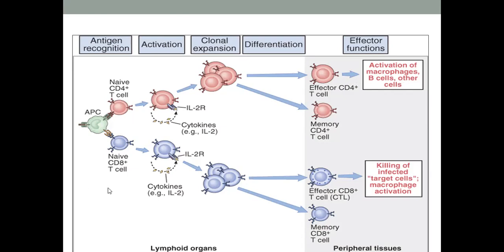Now here you can see the CD8 cells. When they interact with MHC class 1, they cause the release of certain cytokines like interleukin 2, causing clonal expansion. After this clonal expansion, the effector cells kill infected target cells, activate macrophages, and generate memory, which is a very important aspect of this adaptive immune response.